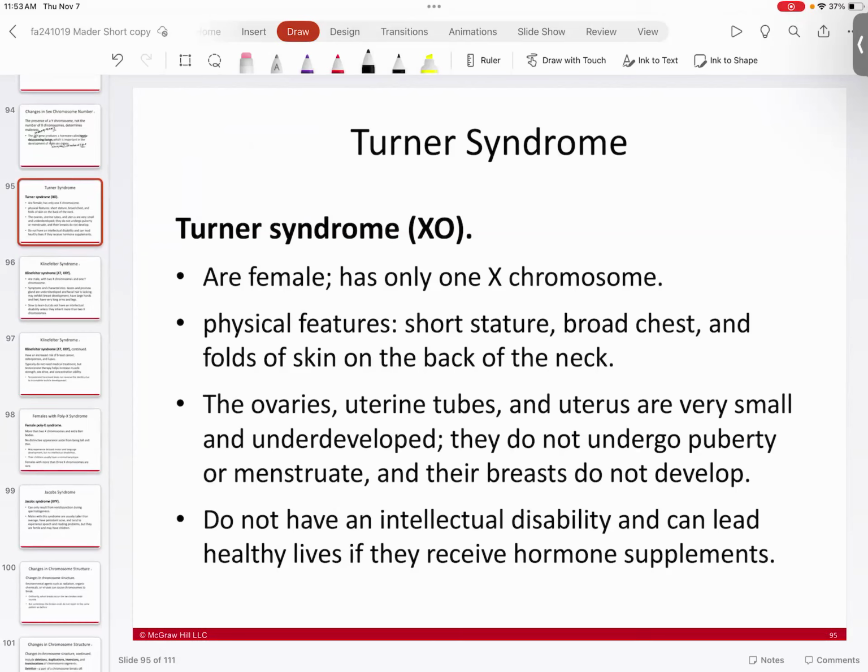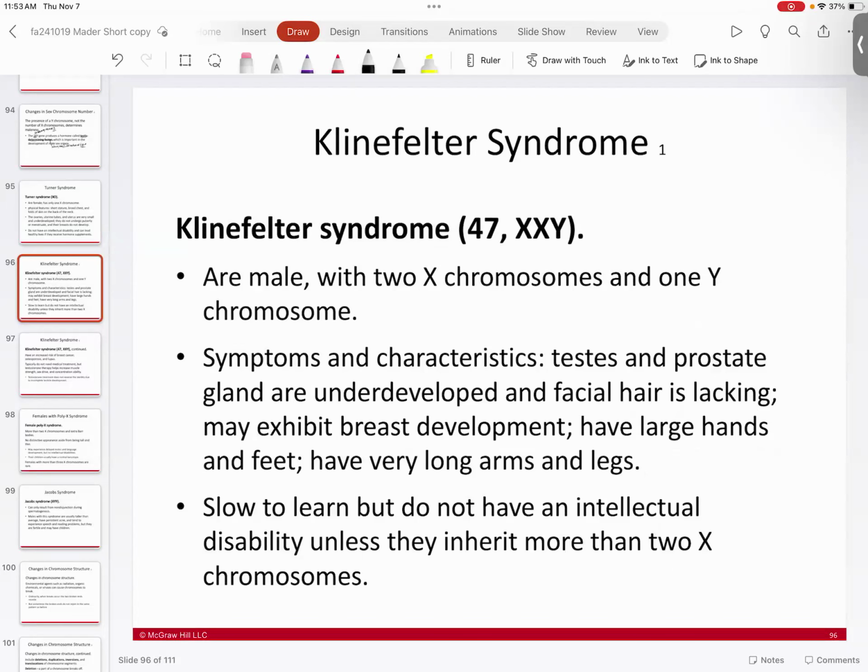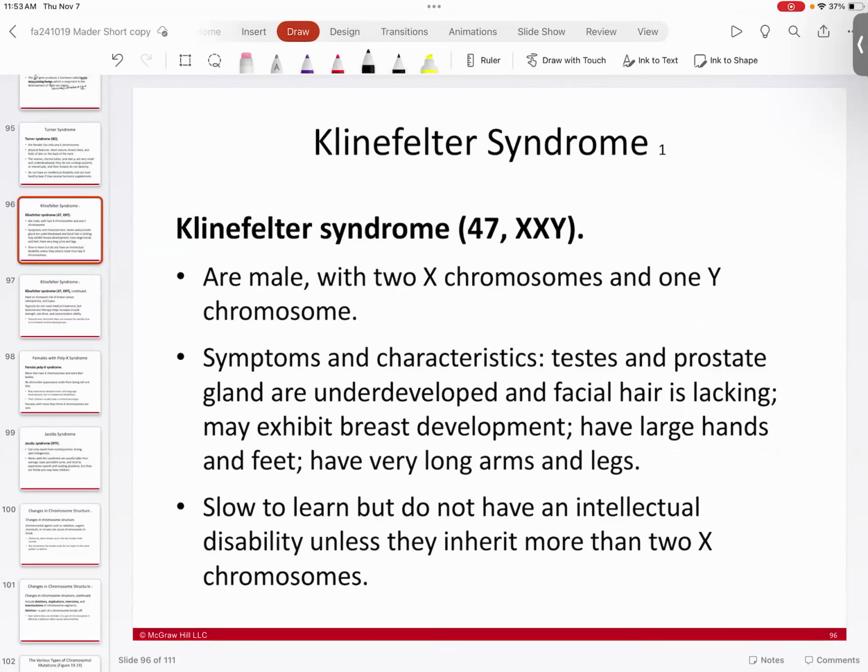So the Turner syndrome, which is XO, only has one X chromosome, typically is short, has a webbed neck. The reproductive organs, uterine tubes, ovaries, uterus, are typically pretty underdeveloped. Their breasts oftentimes will not develop. And so they can have intellectual disabilities, but they can be like trisomy 21, Down syndrome. They can live fairly normal lives.